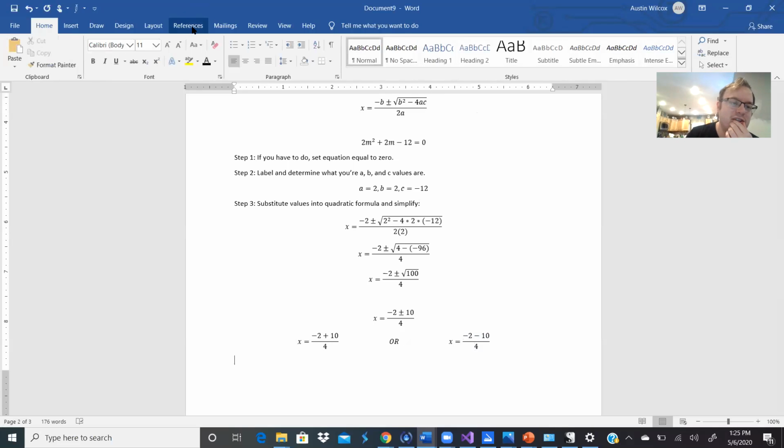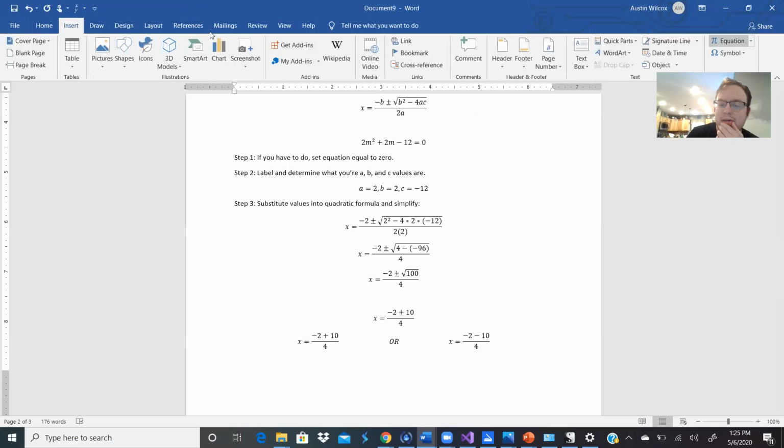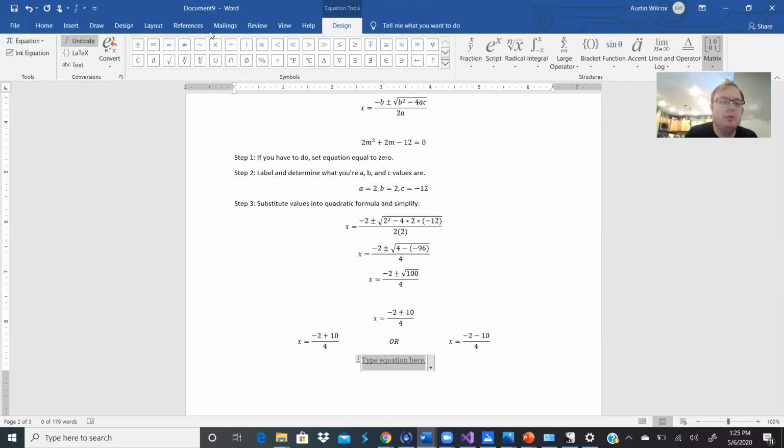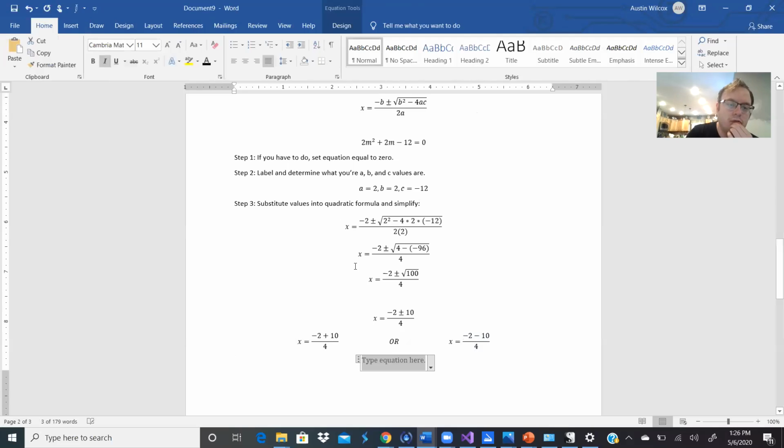And if I simplify this, x is equal to, well, negative 2 plus 10, that's 8. 8 divided by 4, that's 2. And then our second x value is negative 2 minus 10, that's negative 12. Negative 12 divided by 4 is negative 3. And these are our two x-intercepts here, 2 and negative 3.